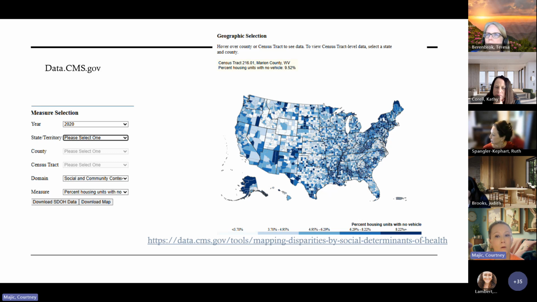So I thought that was interesting to see where those pockets of people are. You can see down here at the bottom, as you get into the darker blue areas, it shows the areas where there are people that have that social determinant of health happening. They do not have the transportation to help them get to where they need.